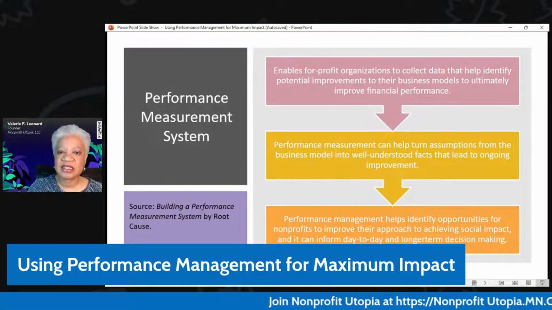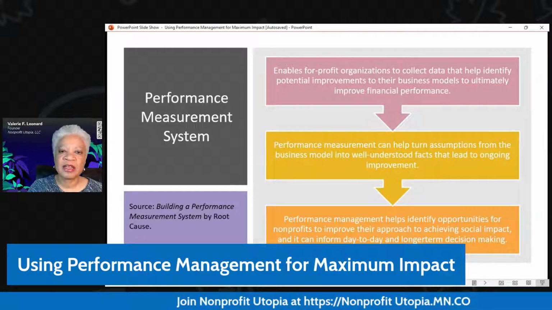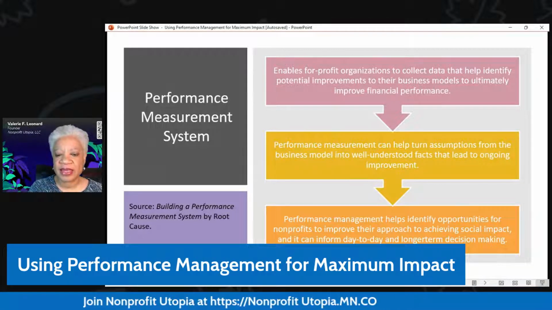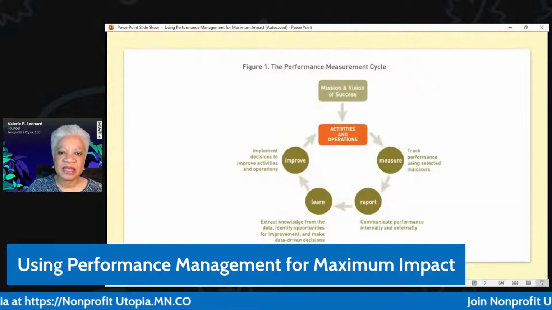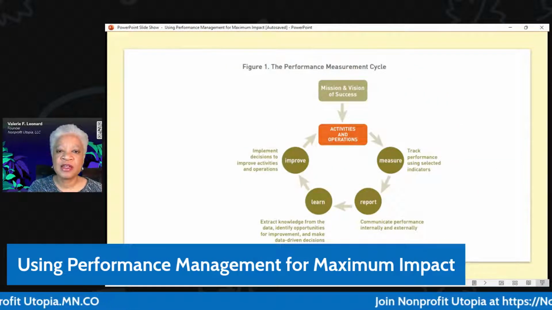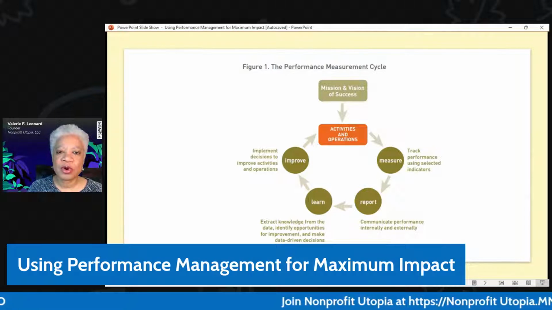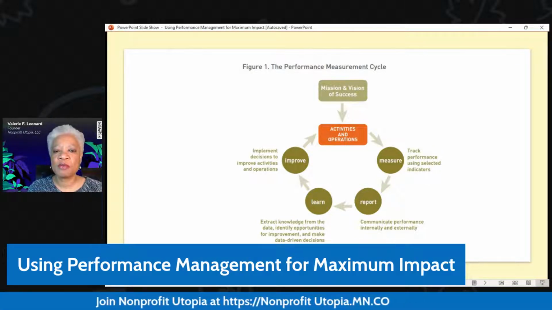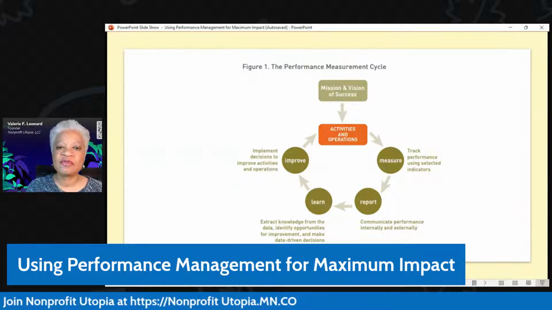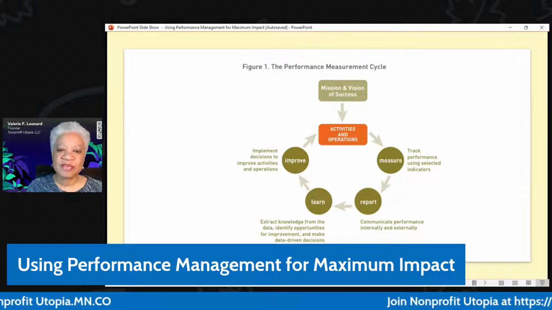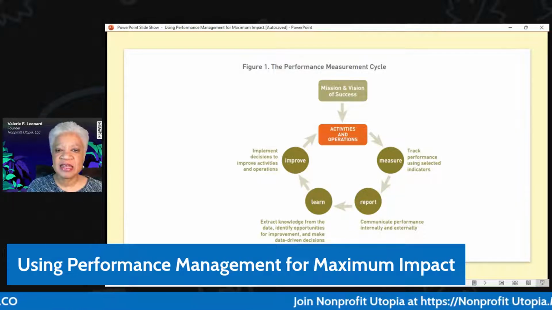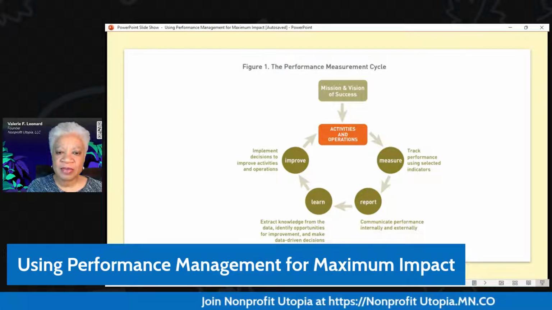And usually this is done when they're looking at how they're serving their customers, the impact that they're making, and what's happening on a day-to-day basis. Can they actually do what they're doing more efficiently? Can they do it cheaper? Can they serve more people? Can they improve quality? All right, so the performance measurement system is done by root cause.